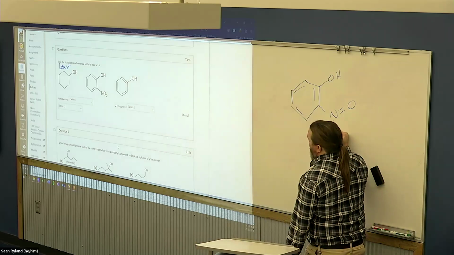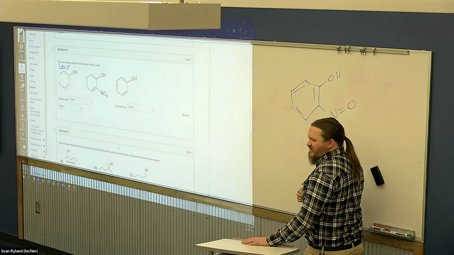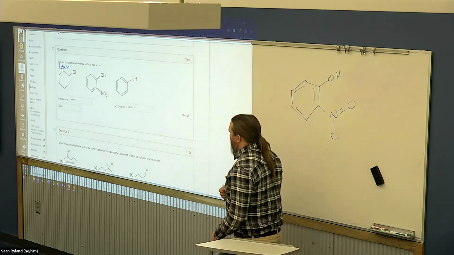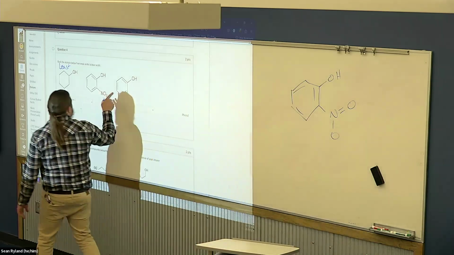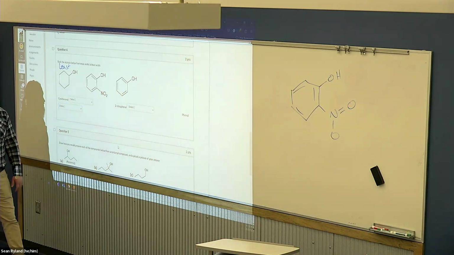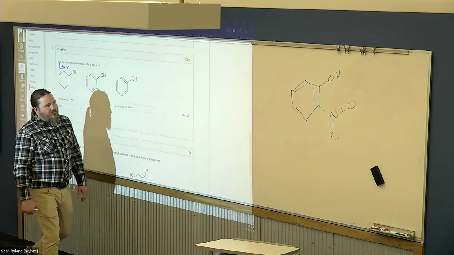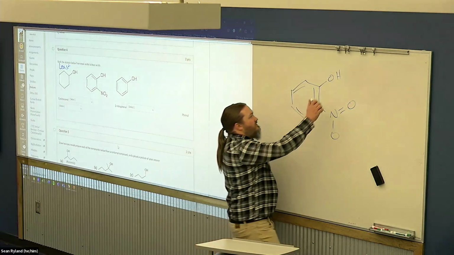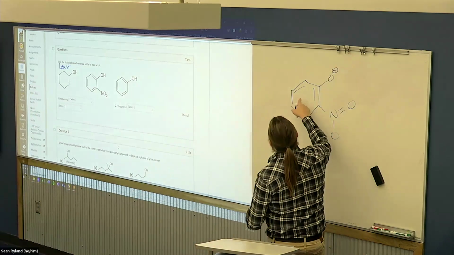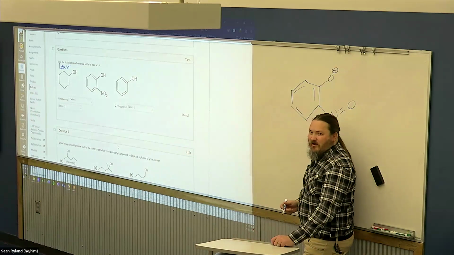So is this going to give us more resonance? Is this electron withdrawing? Is this electron donating? How should we think about this? We're just comparing these two. My gut says electron donating, can resonate. Is electron donating going to give electron density into the ring, or is it going to pull electron density out of the ring?